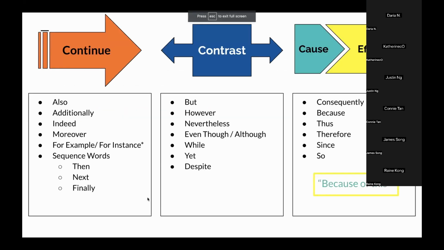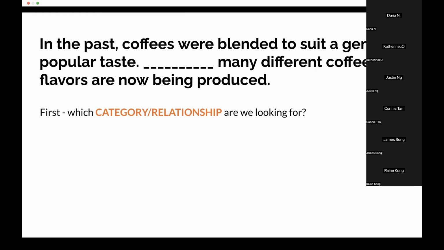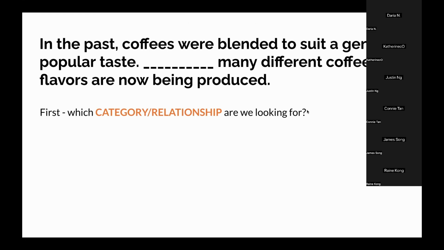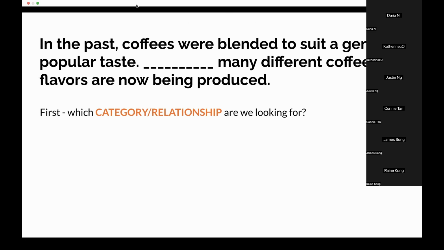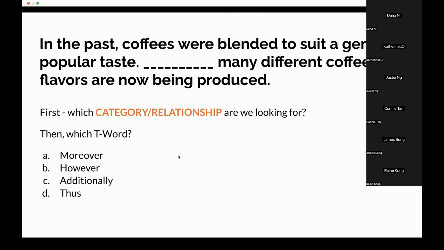All right, fab. So yeah, the because of this is a way of checking to see if it's definitely a cause and effect. So we can use the chat for this. What do we think the relationship is here? In the past, coffee was blended to suit a generic popular taste. Now many different coffee flavors are being produced. Yep, perfect. This is the contrast. Well done, everyone. So now we've seen it's a contrast. What's the right answer?